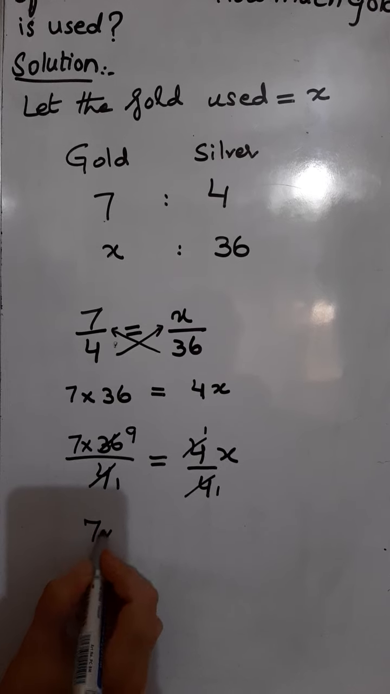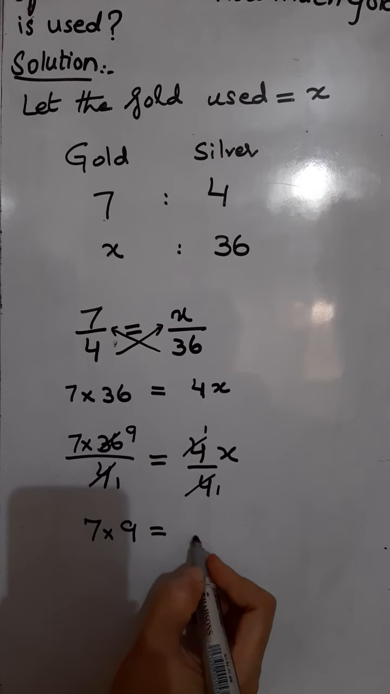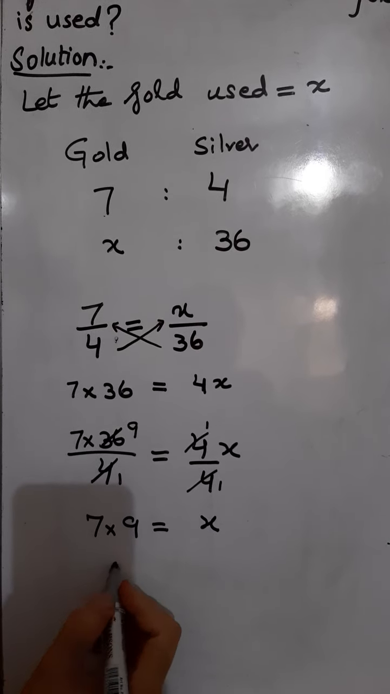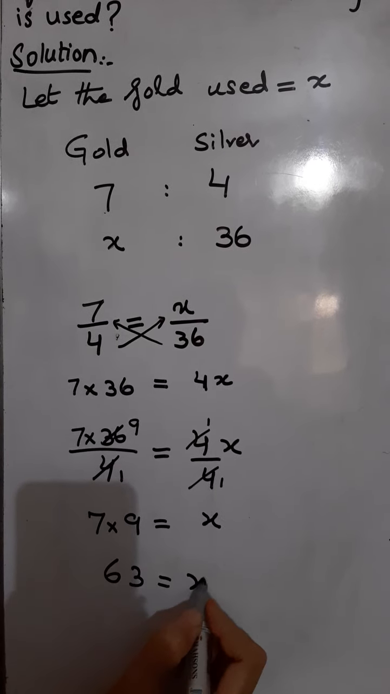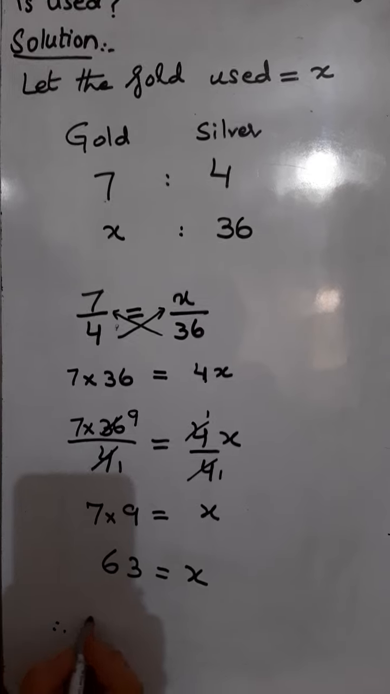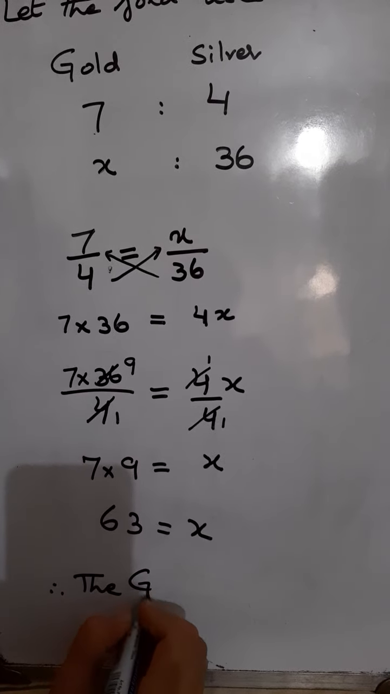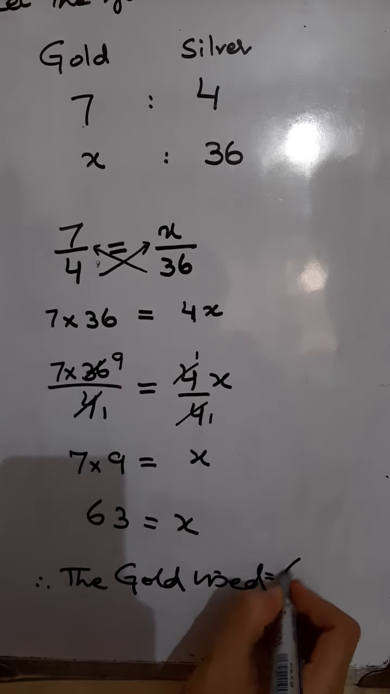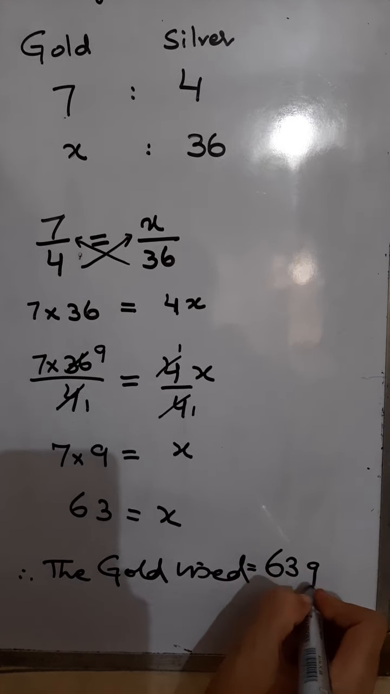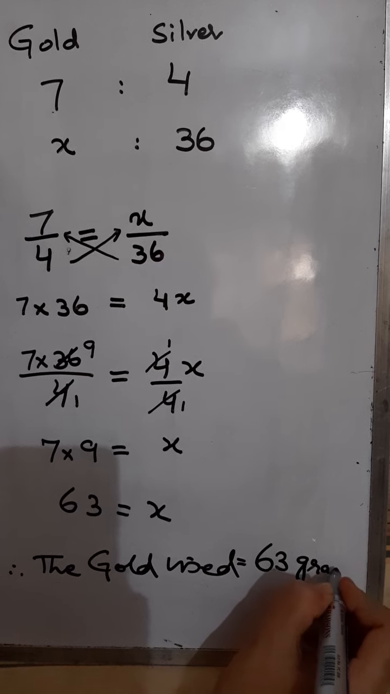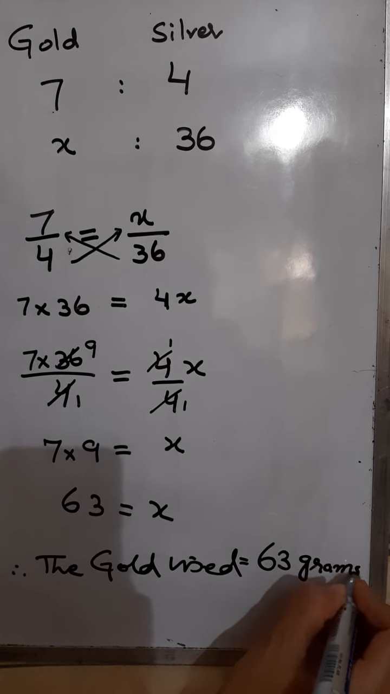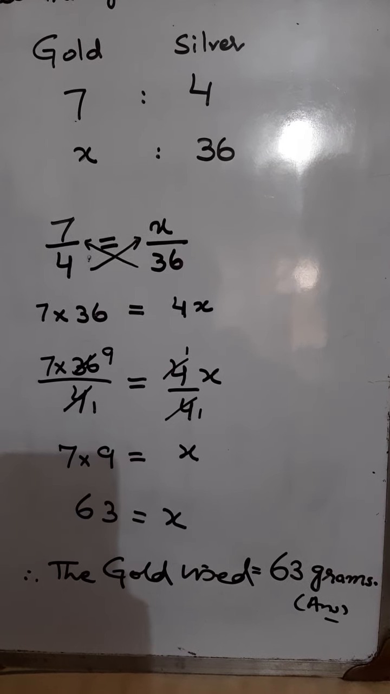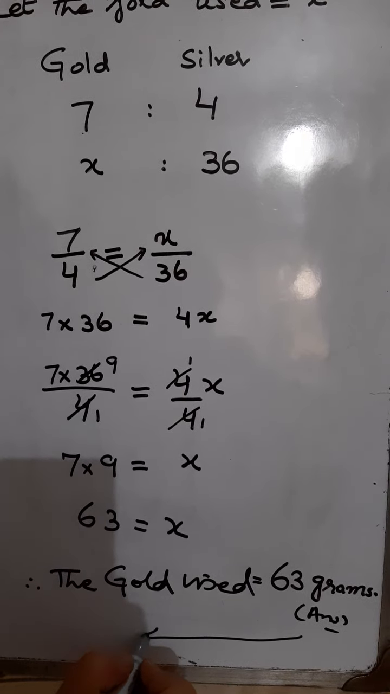So we are left with 7 multiplied by 9 equals x, and 7 nines are 63. So therefore the gold used is 63, and write down the unit of measurement, that is grams. So 63 grams. This is the end of the solution.